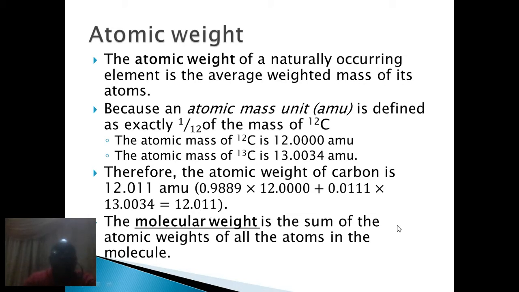The molecular weight is the sum of the atomic weights of all the atoms in the molecule. We'll talk about molecular weight in our previous lesson. So we just leave this as it is now.